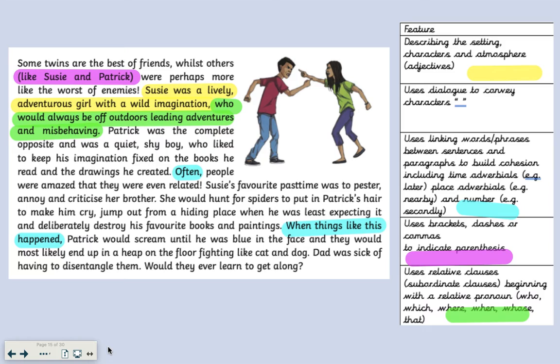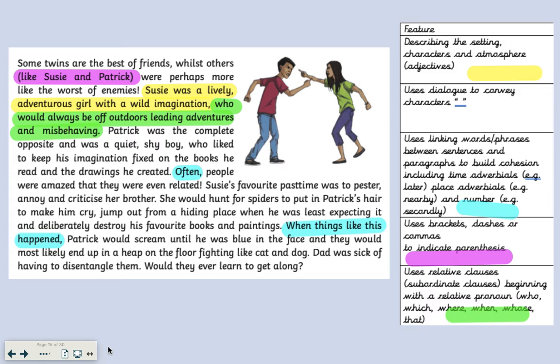So here is our example text from yesterday. Now I've used colours to show you today what I am looking for in our grammar feature spot. So we've got yellow, which shows the character's description and setting and atmosphere. I've got blue for linking words and phrases. I've got pink for parenthesis, and I've got green for relative clauses or relative pronouns. All right, so I have Susie and Patrick in brackets. Now straight away you should be thinking, Miss, I know what that is. That's parenthesis. It's adding the extra information. It's telling us their names. So that indicates the parenthesis, so I've highlighted that pink.